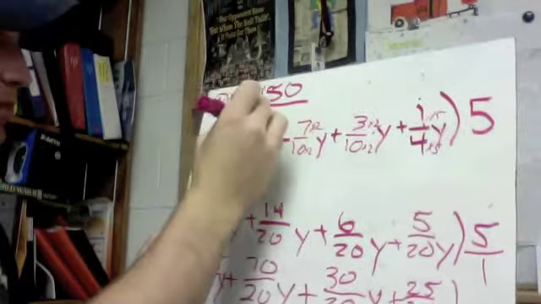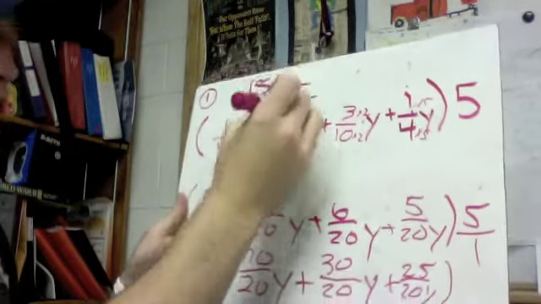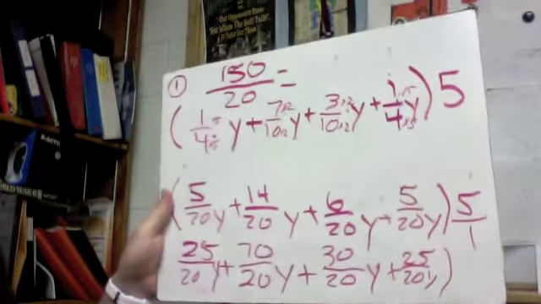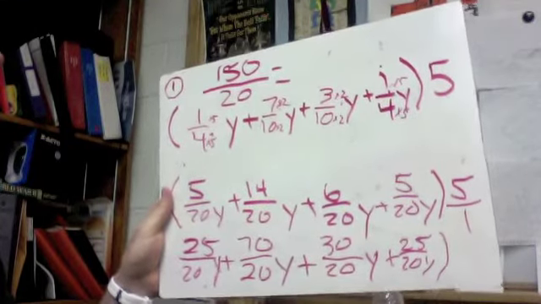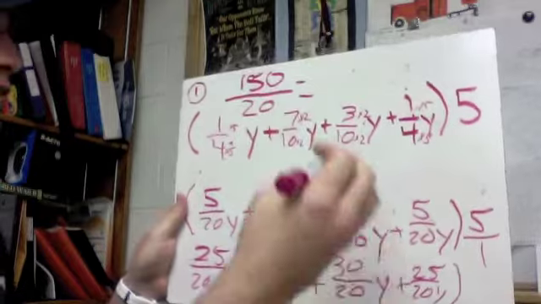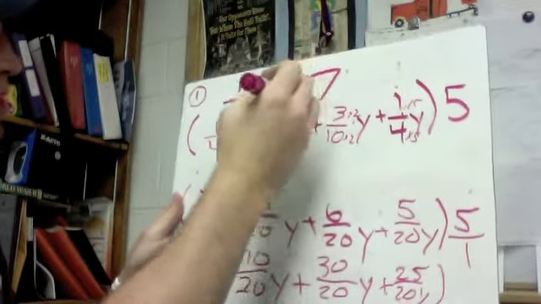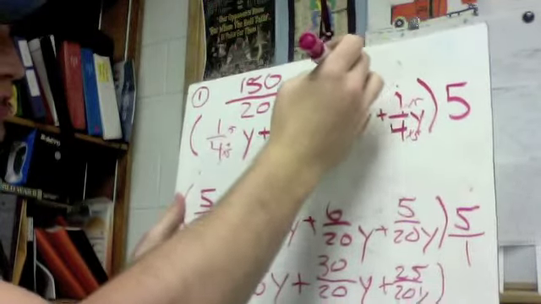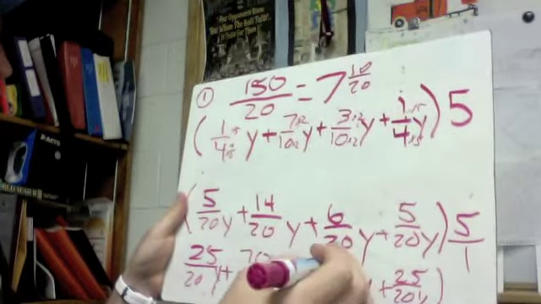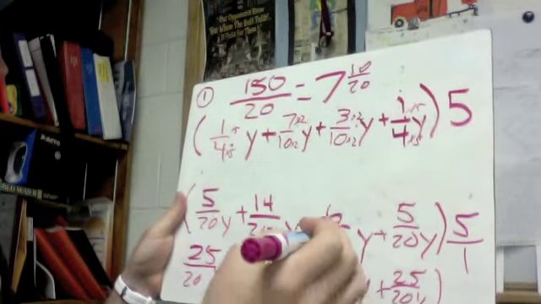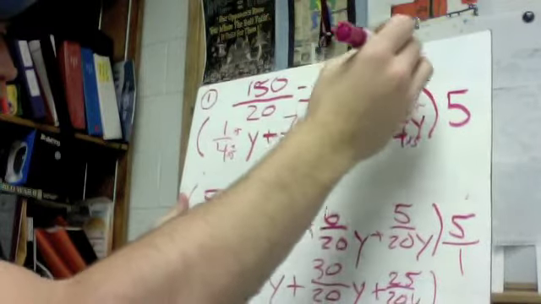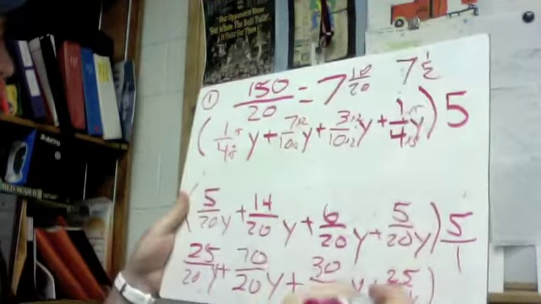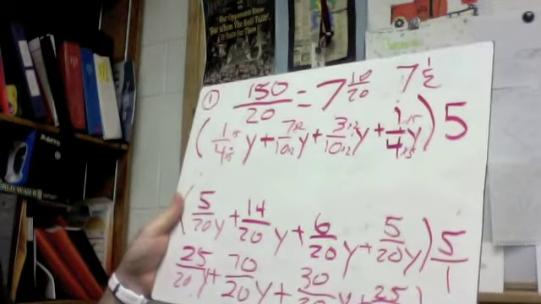out of 20. So then I'd probably just need to change that into something we can use, make it into some wholes. 20 goes into 150 seven times, with 10 left over out of 20. And if I reduce this down, it's just going to be 7 and 10/20. This is going to be a half. And that's actually what our first one came out to be.